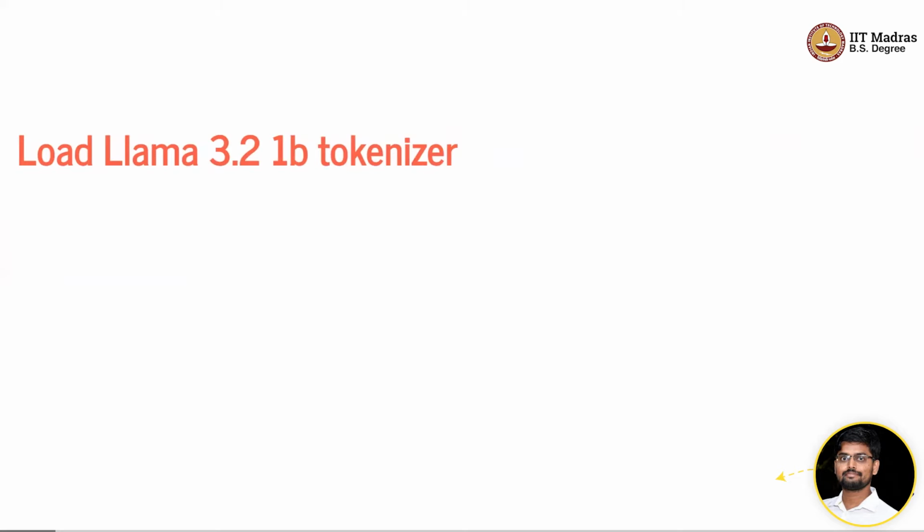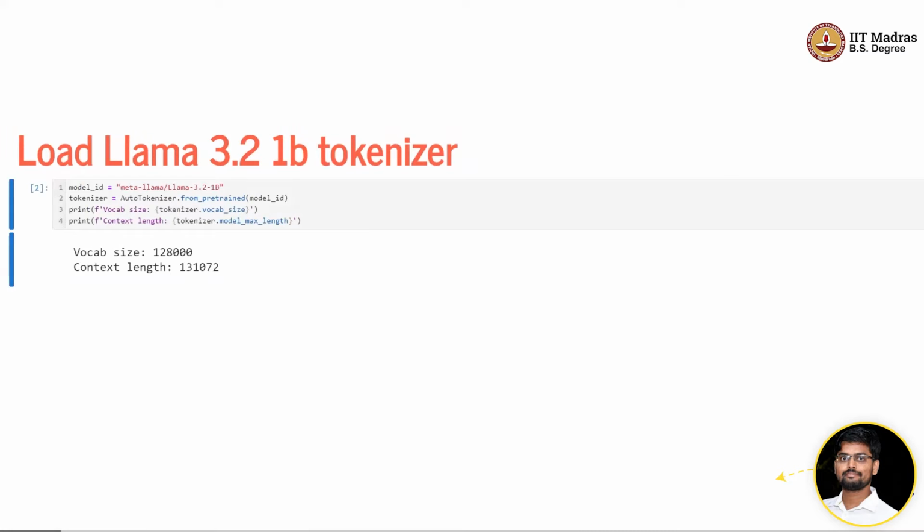We need to download the model specific tokenizer. Since we are using Llama 3.2 and the AutoTokenizer function, it automatically downloads the suitable tokenizer from the hub. We can simply set the model ID, which is from Meta AI, Llama 3.2 1B. If you want to download the instruction fine-tuned model, you can also set Llama 3.2 1B Instruct, something like that. Note that the vocab size is 128K.